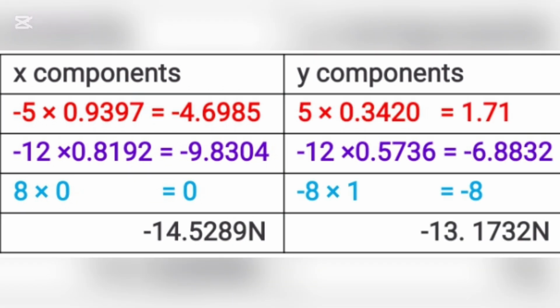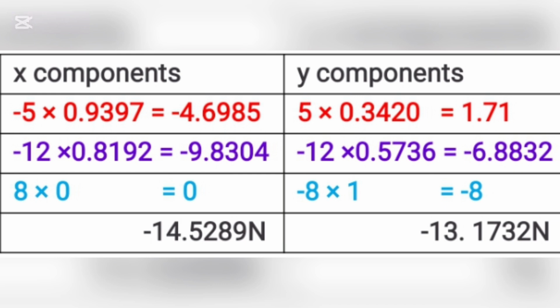We go to the y component. We have 5 sine 20 degrees. Sine 20 degrees is 0.3420. We multiply this by 5, we get 1.71. Minus 12 sine 35 degrees. Sine 35 degrees is 0.5736. We multiply this by minus 12, we get minus 6.8832. Then we go to minus 8 sine 90 degrees. Sine 90 is 1. 1 multiplied by minus 8, we get minus 8.